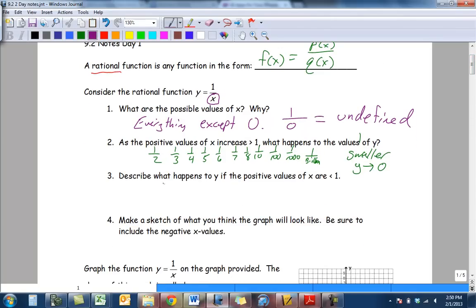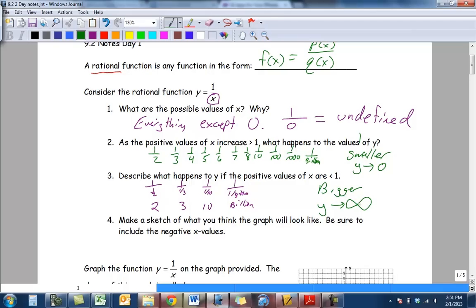So let's think about that. Like I said, this is still America, so we could put in a half. Well, 1 divided by a half is 2. What's 1 divided by a third? 3. What's 1 divided by 1/10? That'd be 10. 1 divided by 1/1,000,000,000th would be a billion, right? So what's happening? It's getting bigger and bigger and bigger with no limit. It approaches infinity.